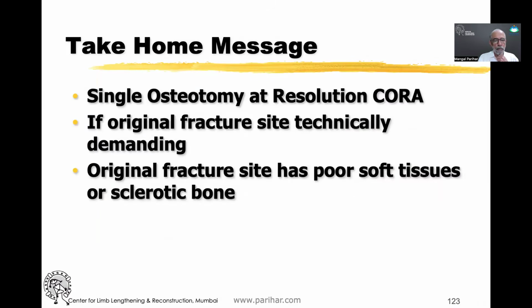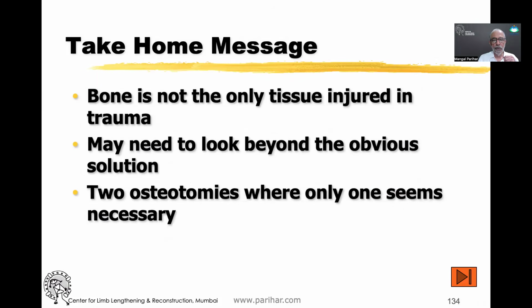So, especially if the original fracture site is technically demanding, or if the original fracture site has poor soft tissue or sclerotic bone, we can do the osteotomy away from the CORA, as long as you remember osteotomy rule number 2.